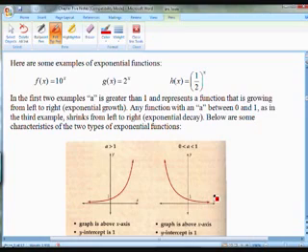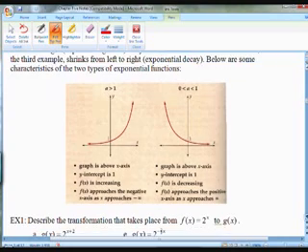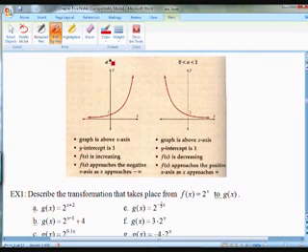Below are some characteristics of the two types of functions. And again, like I just told you, if your a is greater than 1, like 2 to the x power, 3 to the x power, 4 to the x power, it looks like this. Anything between 0 and 1 looks like this. The y-intercept for both of them is going to be 1, because anything to the 0 power is 1. First one, y is increasing. Second one, y is decreasing. And you can read the rest of it there.